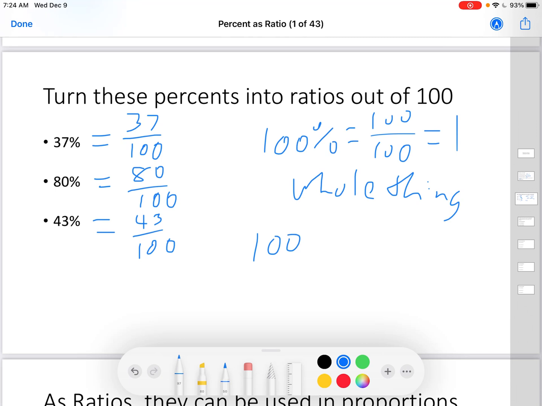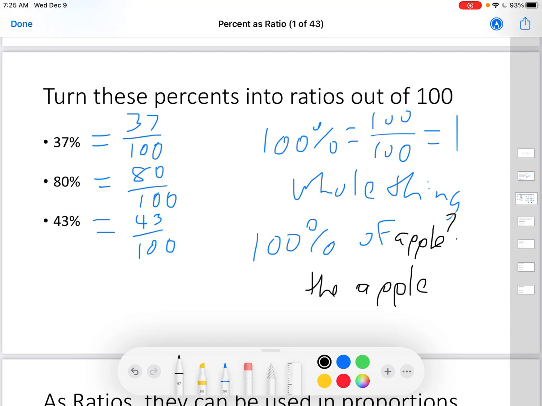So what is 100% of 35? It's 35. What is 100% of 62? It is 62. What is 100% of an apple? It is the apple. 100% of anything is the thing itself. 100% means the whole thing. Okay.